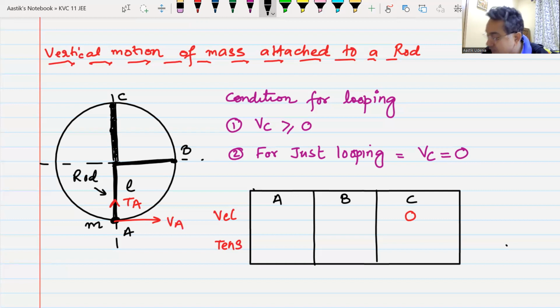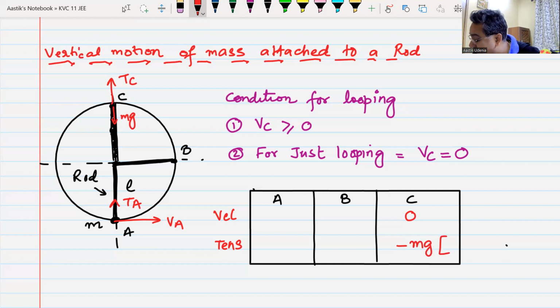Now, if I draw the diagram at point C, this rod is now no longer pulling it, but this rod has started to push it back. So tension at point C actually becomes equal to minus mg. Minus mg means that it is pushing rather than pulling. It is going to push rather than pull the rod.